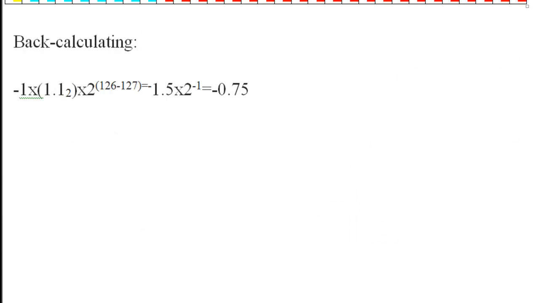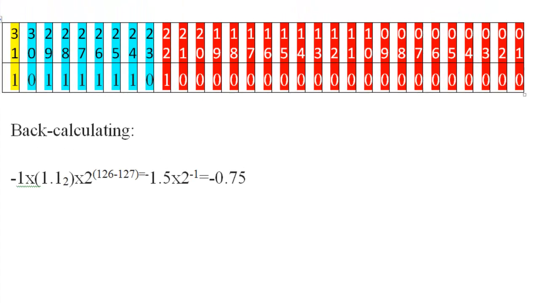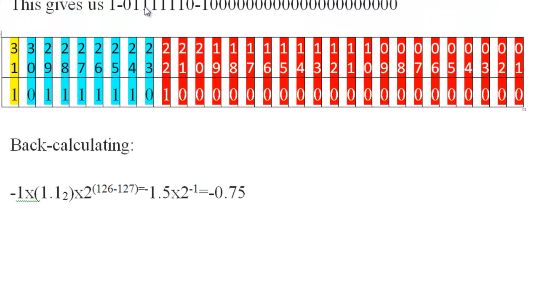When we write those out in this dash notation, we get 1 for the sign bit, 0 1 1 1 1 1 1 0 for the exponent, because remember we biased it by 127, and we have the value after the bicimal point after normalization, which is of course 0.5. So we have a 1 there. And when we back calculate, we find that this number reads as minus 1 times 1.1 to base 2 times 2 raised to the power of 126 minus 127, and that equals 1.5 times 2 to the power of minus 1, which is equal to minus 0.75.